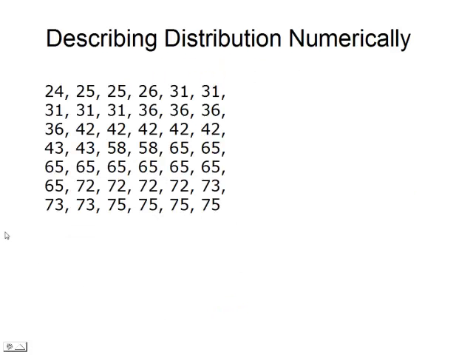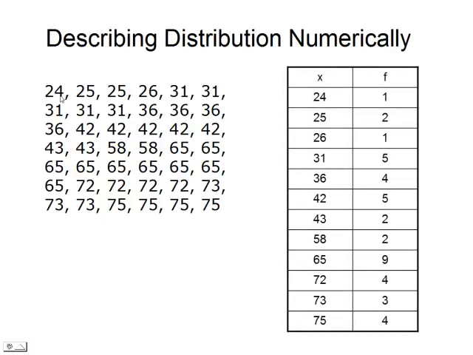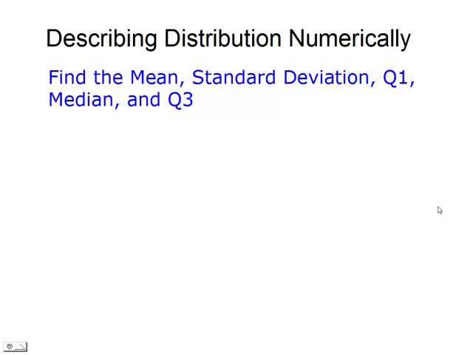All right, let's look at where we have a lot of data. Now, we could sit there and find the mean, standard deviation, and so forth, finding all these numbers. However, it'll take a long time. So what we can do is create a frequency table where we have our x values, and then our frequency in the second column. So what we're saying here is that we have 1 24, 2 25s, 1 26, 5 31s, and so on. Now we want to find the mean, the standard deviation, Q1, the median, and Q3.